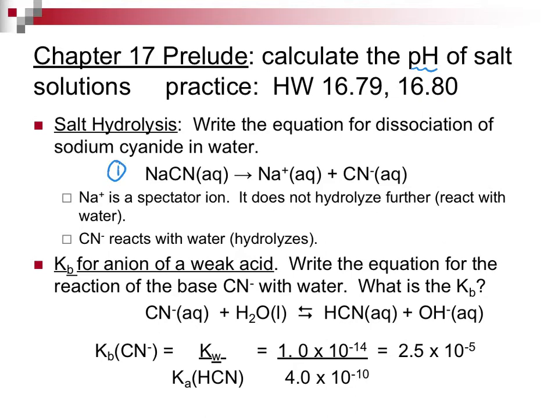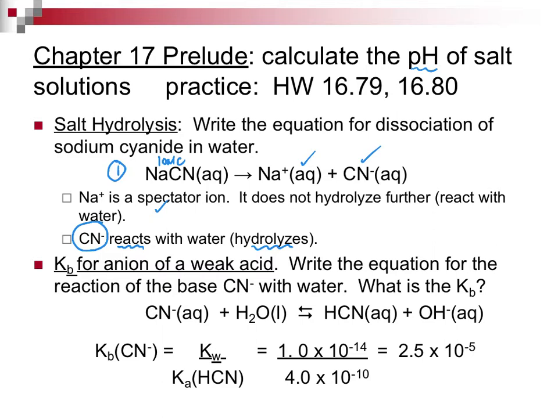What you want to do is write your equation for the dissociation of your ionic material. And that should be easy. We've been doing that all along. You get your cation, you get your anion. Now in chapter 16, we learned that sodium cations are spectator ions. They do not hydrolyze further, by that we mean they do not react with water. However, CN-, cyanide, is the conjugate base of the weak acid HCN. It is going to react with water and it is going to hydrolyze.